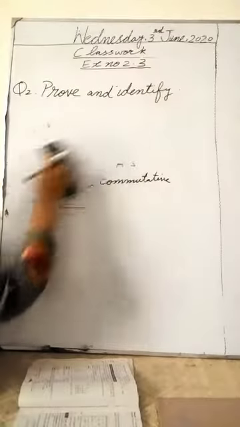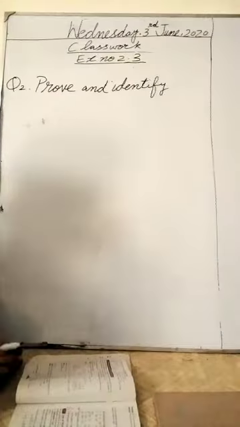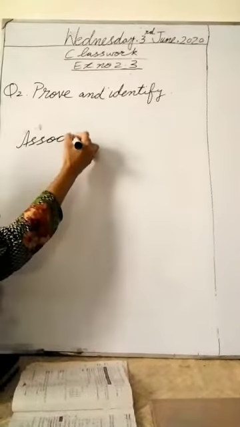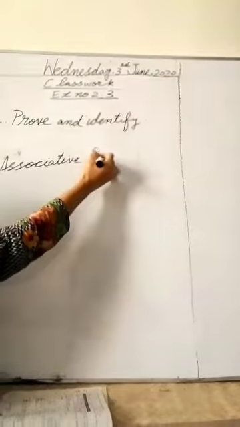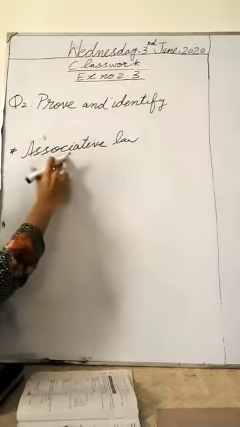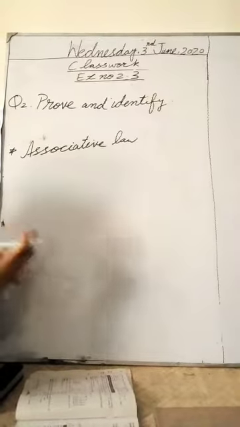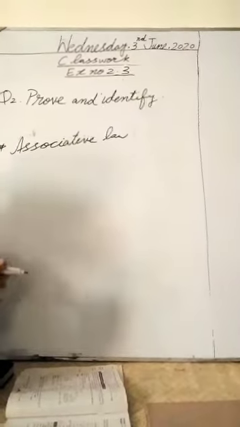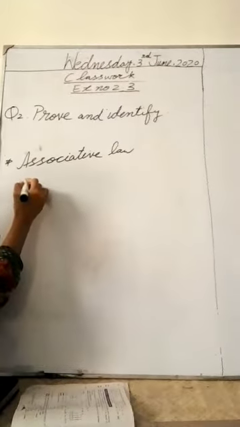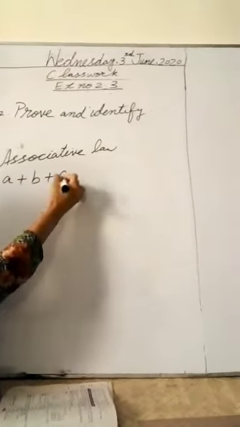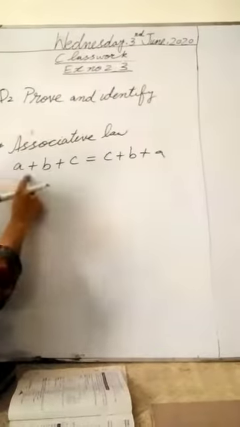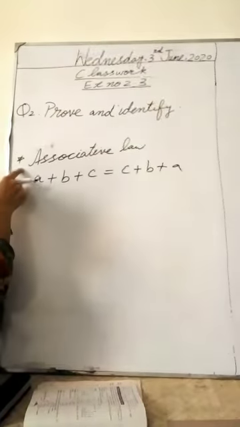Now we are talking about the associative law. Associative law. Associative, association, relation with and the communication between more than two persons. Associate. So when we have three values with the same sign, it is called the associative law.